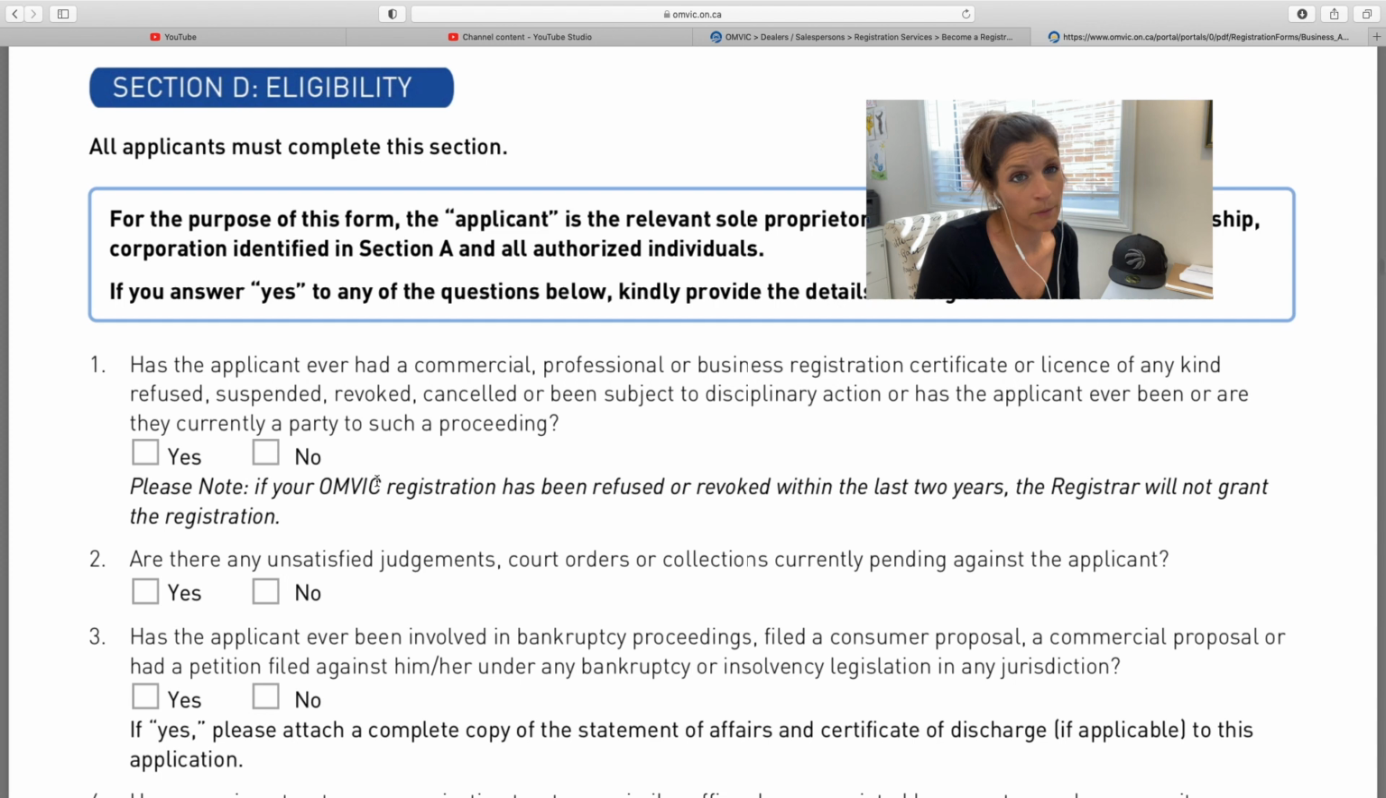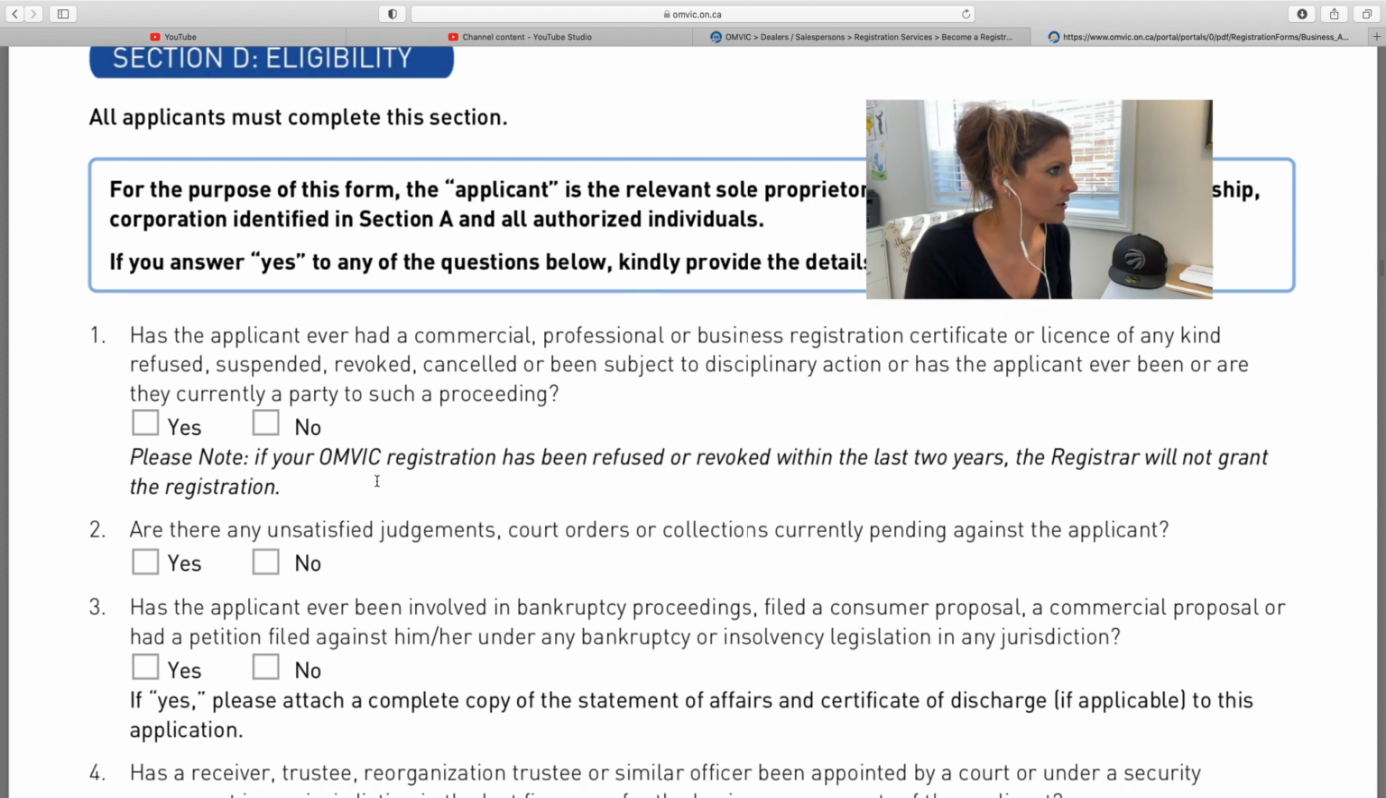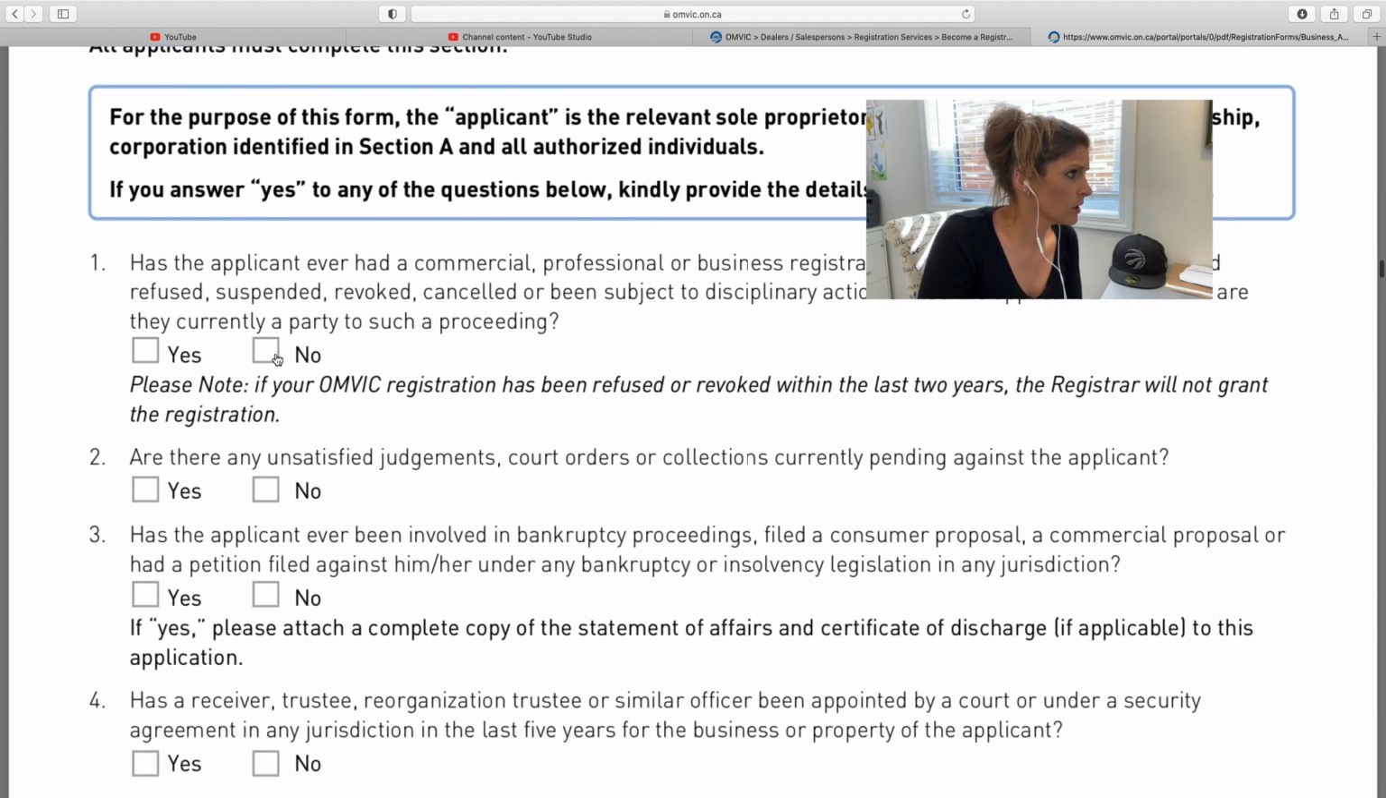And these are going to be the same questions from your individual application form, so it's going to be very redundant. So we're just going to quickly go through them. Question 1: Have you ever had a commercial, professional, or business registration certificate or license of any kind refused, suspended, or revoked?